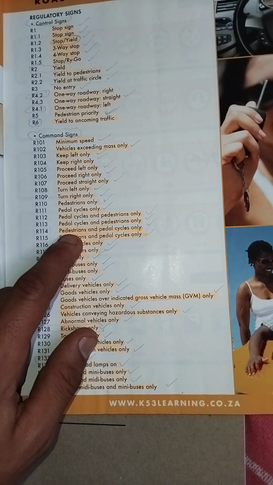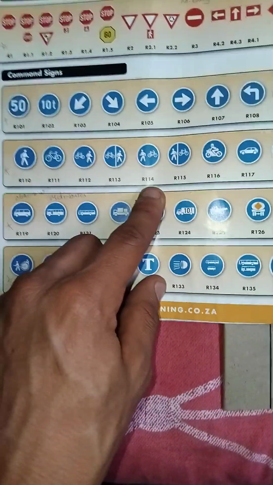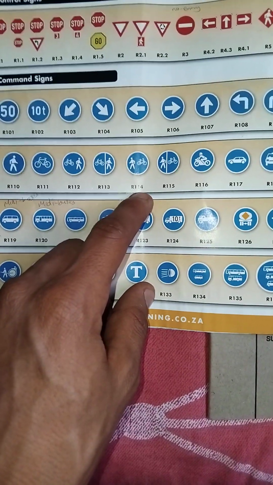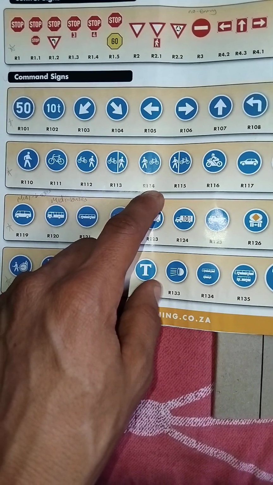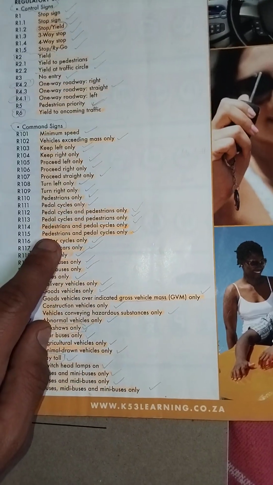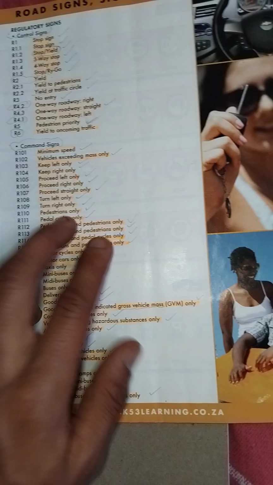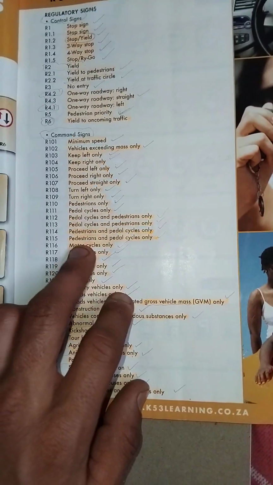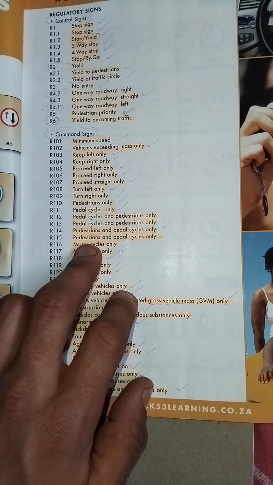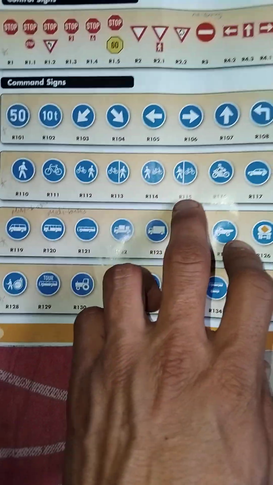And then we have pedestrians and pedal cycles only, which is the same thing. They just swap pedestrians and pedals, so it's the same thing. Pedestrians and pedal cycles only is this one.